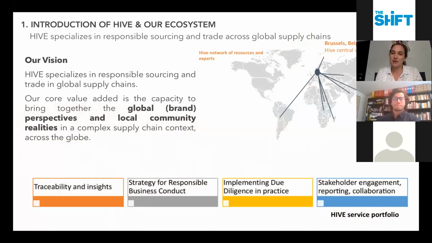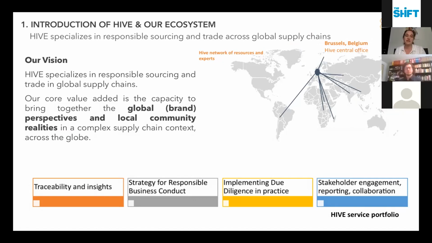We're a Brussels-based organization, and our expertise focuses on responsible sourcing and trade. We really cover the entire supply chain, and we take pride not only in guiding global brand perspectives and the business downstream situation, but as part of our vision, we connect up to the local community realities and work in high-risk areas.